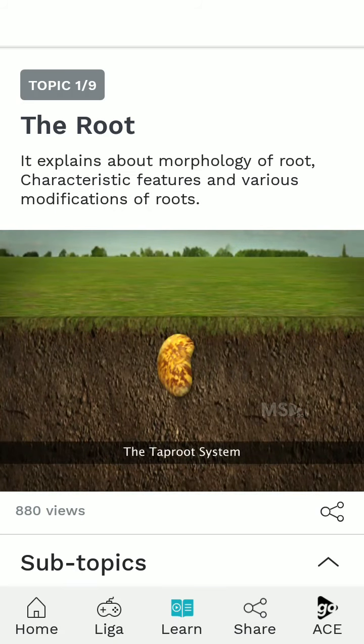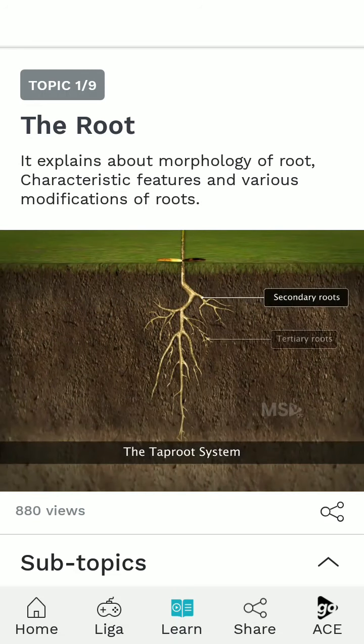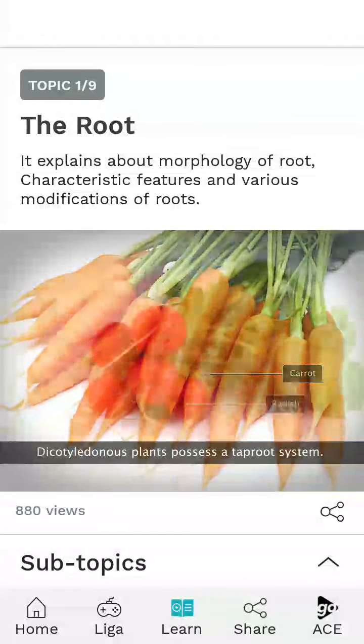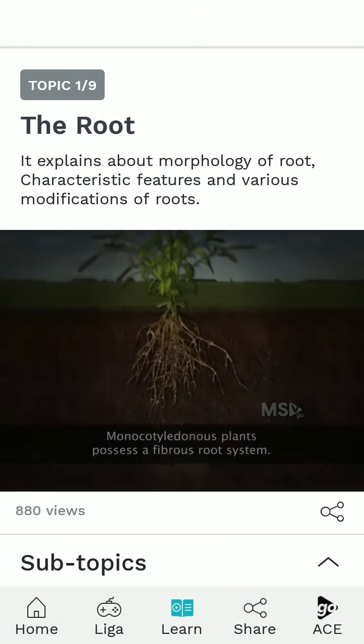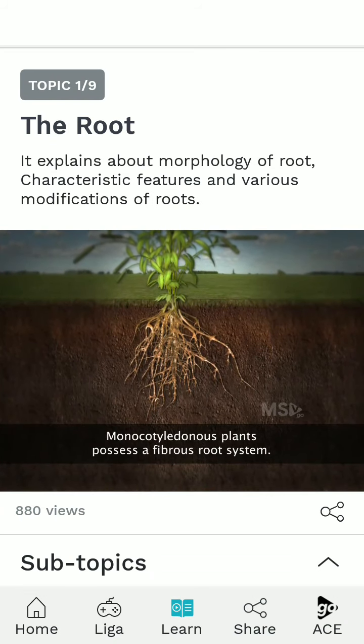In the taproot system, the radicle grows into a long, straight primary root that grows laterally to form secondary and tertiary roots. The taproot system is seen in dicotyledonous angiosperms, such as carrots, radish, and turnips. On the other hand, the monocotyledons have a fibrous root system.